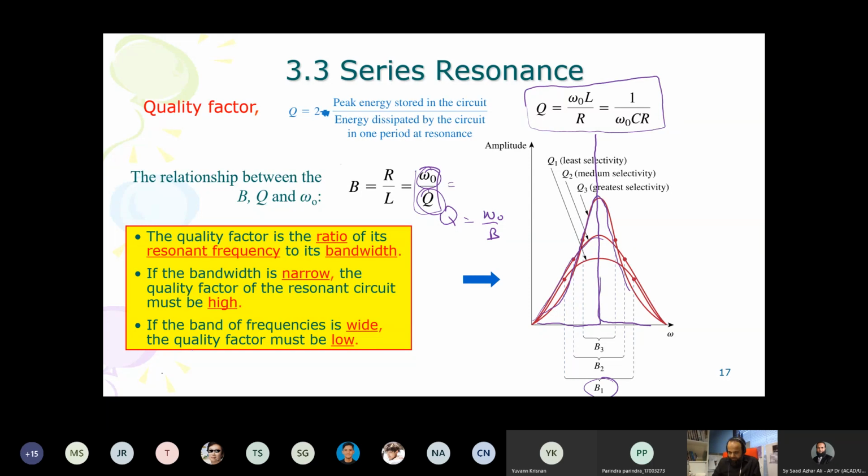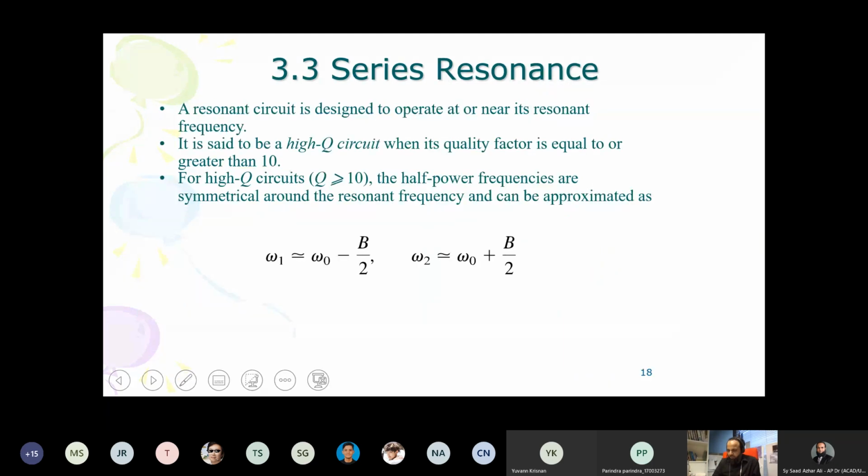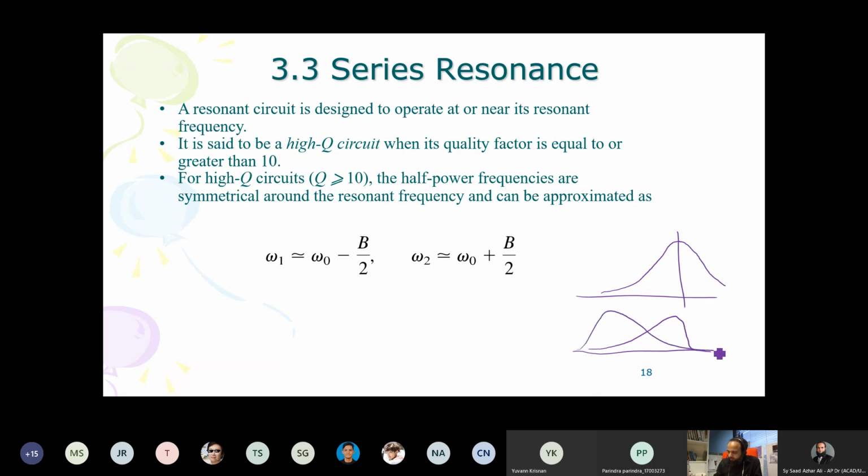Okay, I may have to speed up a bit. So yeah, one more thing. A circuit is said to be high Q when its quality factor is equal to or greater than 10. If the Q factor is more than 10, it's a high quality circuit, and the plot will be symmetric. So it's not necessarily always a symmetric plot. It could be skewed like this as well, or skewed like this as well. But for a high Q circuit, for Q greater than or equal to 10, it's symmetric.